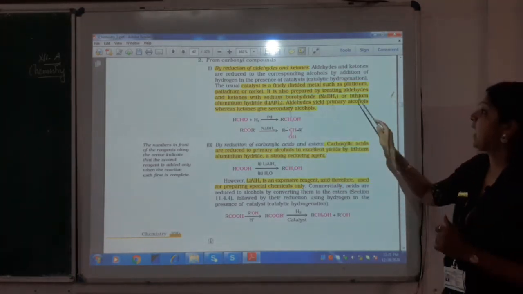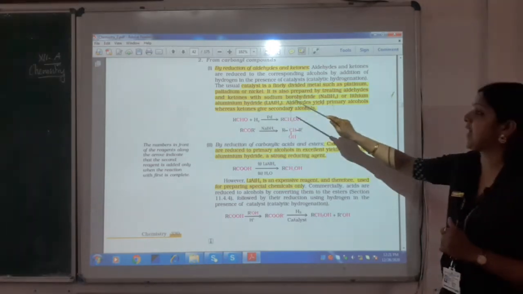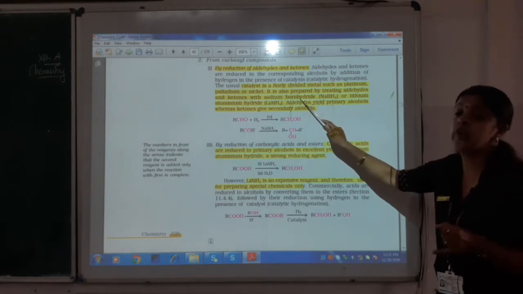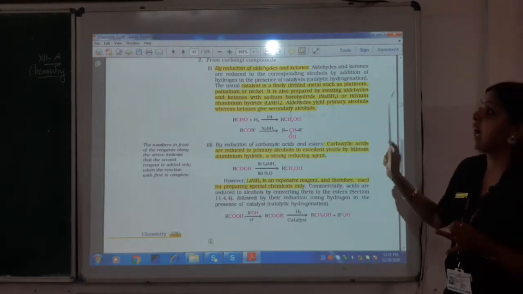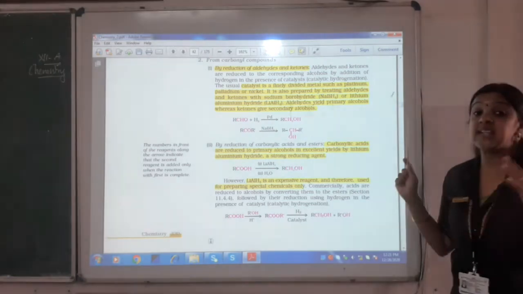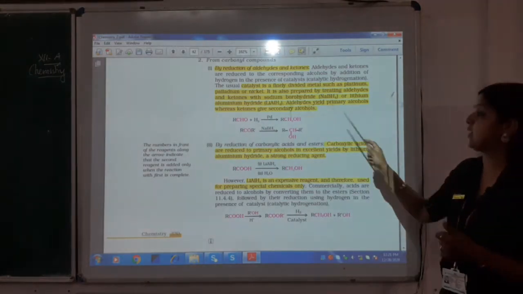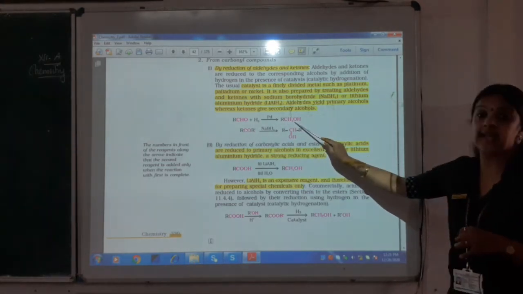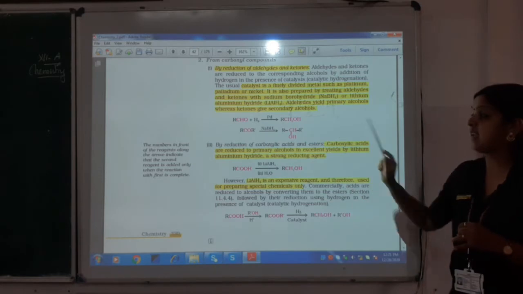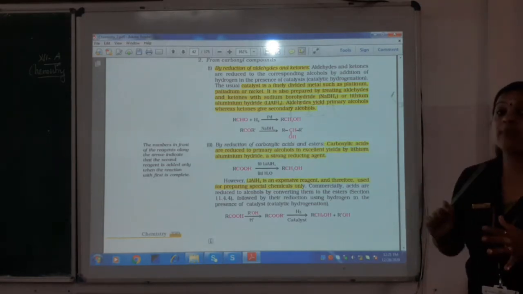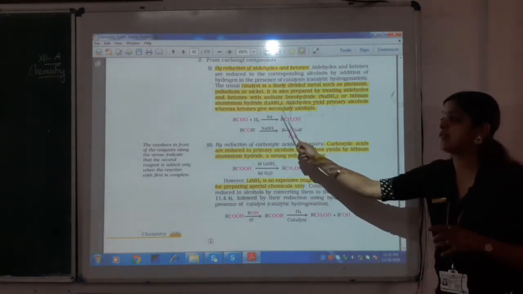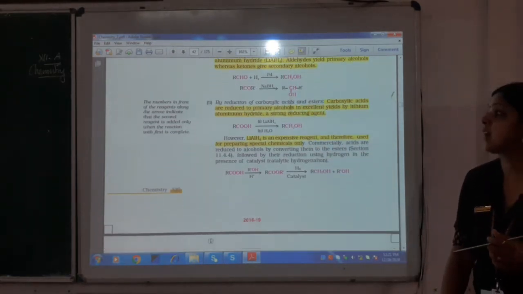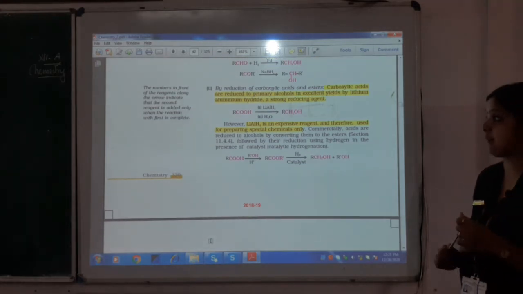How is it prepared? Aldehydes and ketones can react with hydrogen in presence of any reducing agent. I can use sodium borohydride as my reducing agent. I can use lithium aluminium hydride. These are strong reducing agents which will give my alcohols. And always remember, aldehydes give primary alcohols, ketones give secondary alcohols. This is a very important question, how to prepare alcohols from carbonyl compounds. When I say carbonyl compounds, definitely carboxylic acids and esters also come.